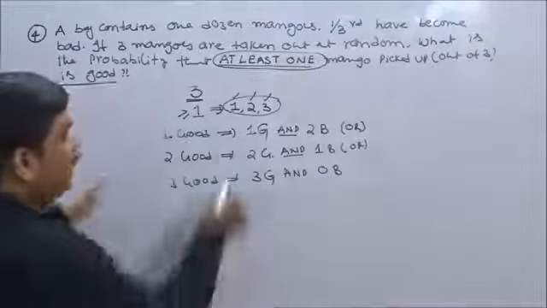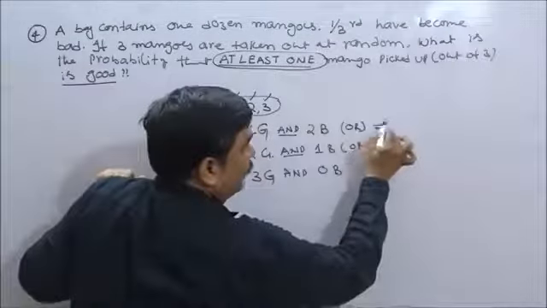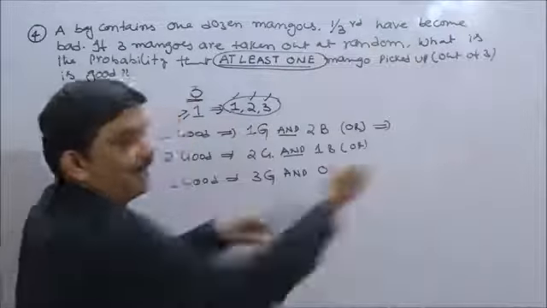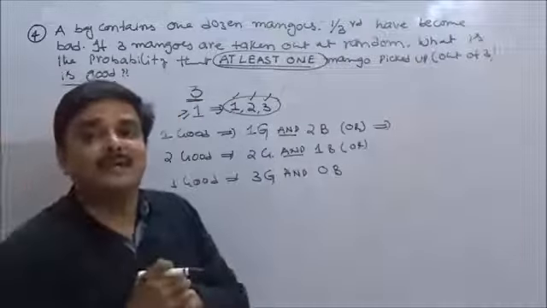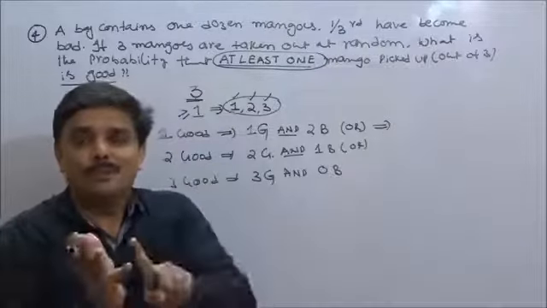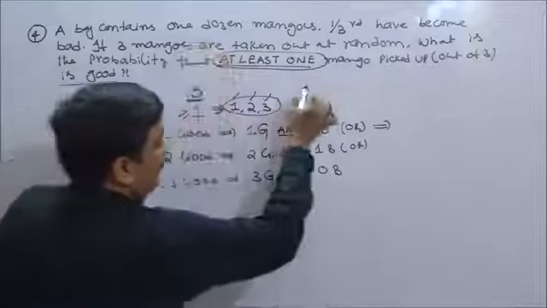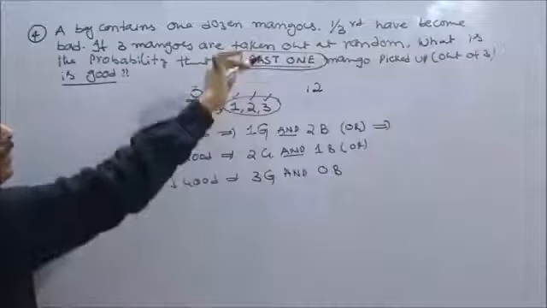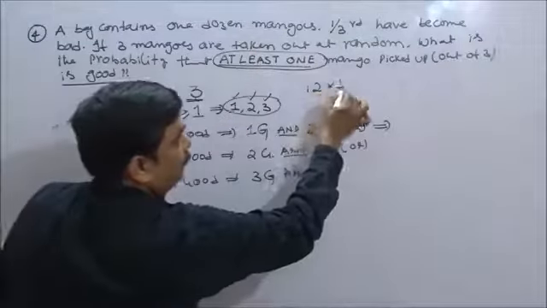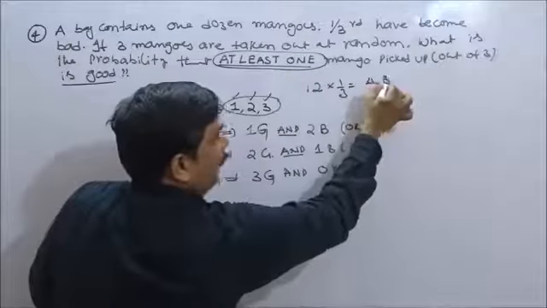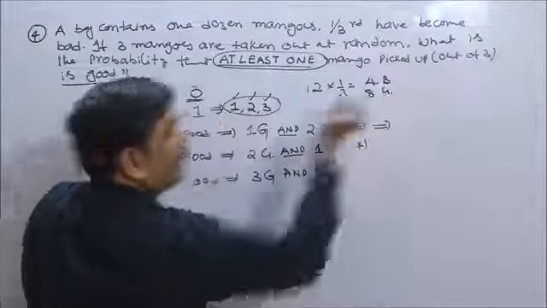Now, very clearly, 1 good and 2 bad. How to take this one? 1 good. While going for the selection of favorable events, you should clearly know how many good mangoes are there and how many bad. For that, they have given very clearly that 12 mangoes are there. 1/3 have become bad. 1/3 means here 4 are bad. The remaining 8 should be good.